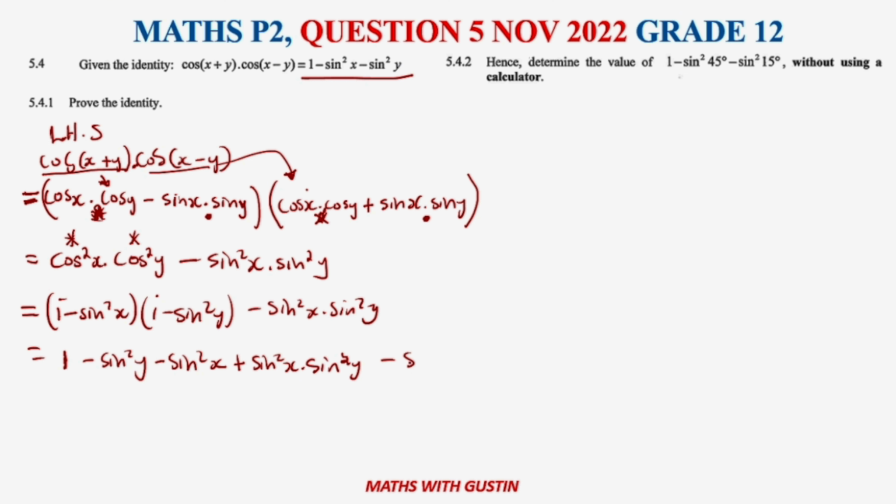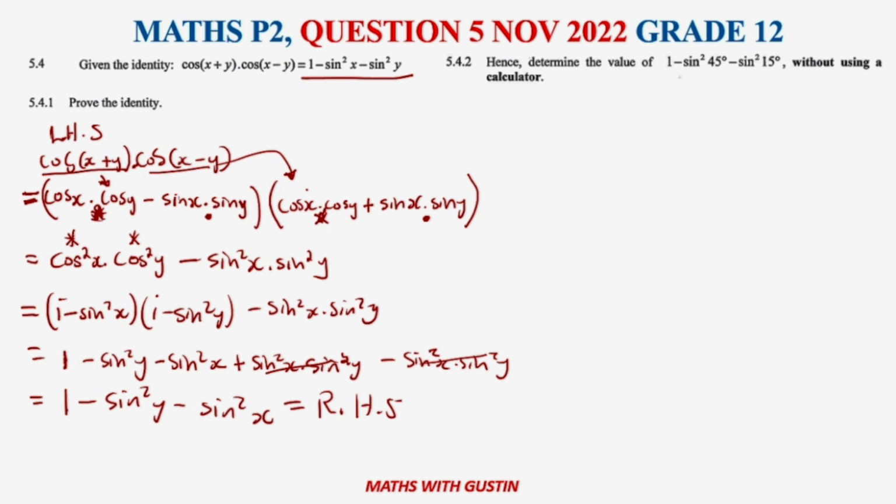Great, therefore minus sine squared x sine squared y. Therefore we have sine squared x sine squared y plus sine squared x sine squared y, where the one is positive and the other one is negative. Therefore these two will cancel each other out. Therefore we are left with 1 minus sine squared y minus sine squared x, which is equal to the right hand side. Okay, and that's how you would deal with a question like this one, guys.